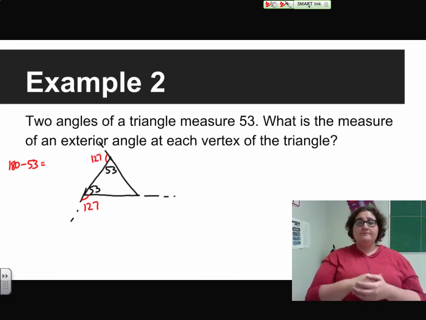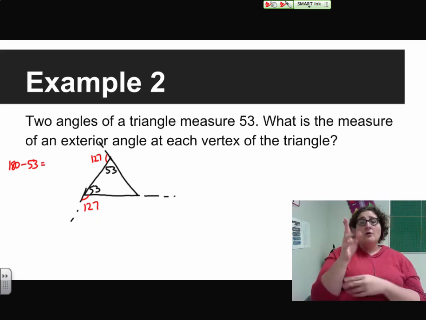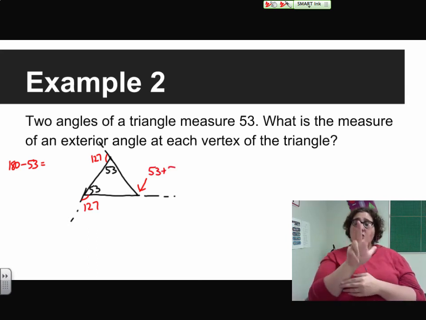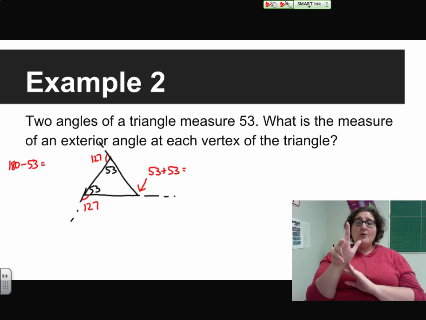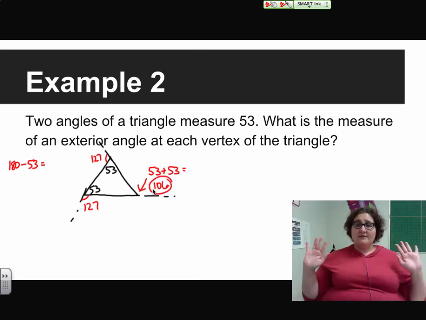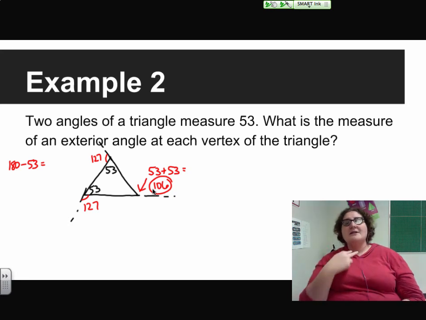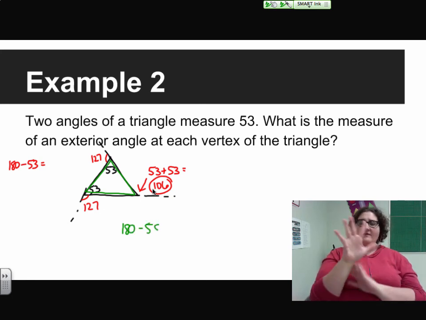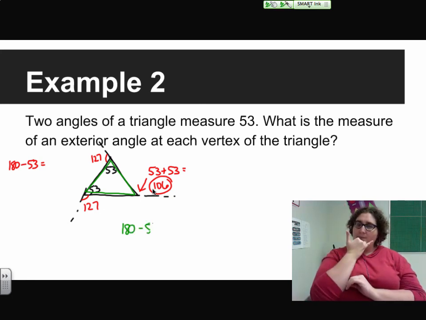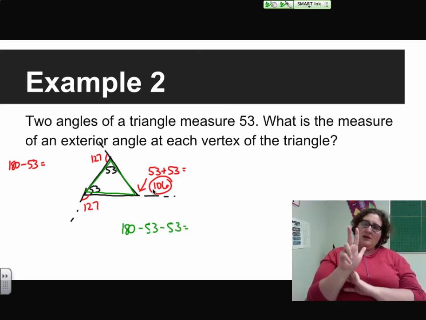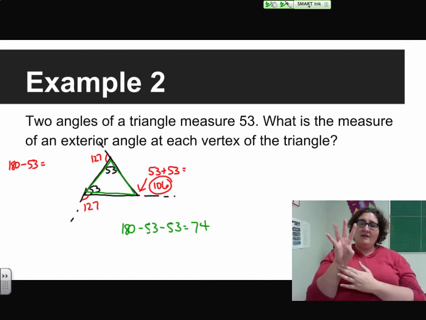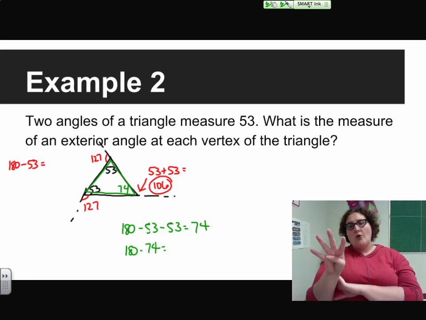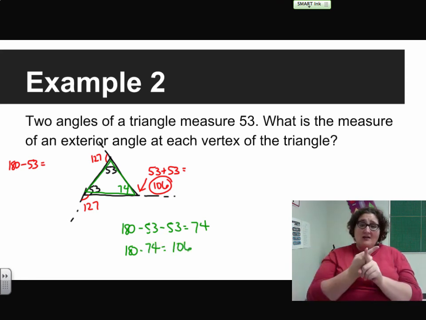Okay, now, some of you will use the previous theorem and say, okay, I know this angle measure is equal to 53 plus 53, and you're going to say, okay, that makes it 106. And you're going to be done. Others of you are going to get stuck, and you're going to say, okay, I know that a triangle has 180 degrees in it, so you're going to take 180 minus 53 minus 53, and you're going to get 74. And if you know that this angle is 74, then you're going to take, okay, 180 minus 74, and you get 106. You'll still get the same answer as the person that did it the other way.